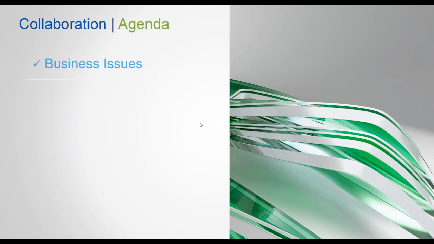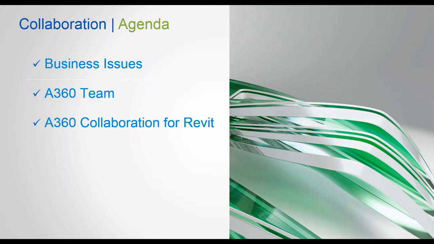So today's agenda: we're going to look at business issues that companies are experiencing and how C4R can address that. We're going to clarify the difference between A360 Team and A360 Collaboration for Revit. We're also going to answer some common questions. For about a year now, Collaboration for Revit has been rolled out in North America, and there's been a lot of back and forth questions between some of the adopters. So we've got some answers to some of those common questions that those North American clients have had, which we'll field today as well.